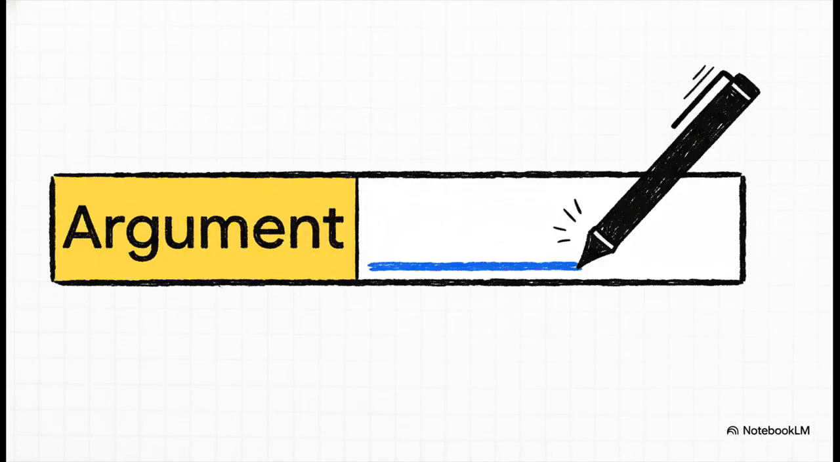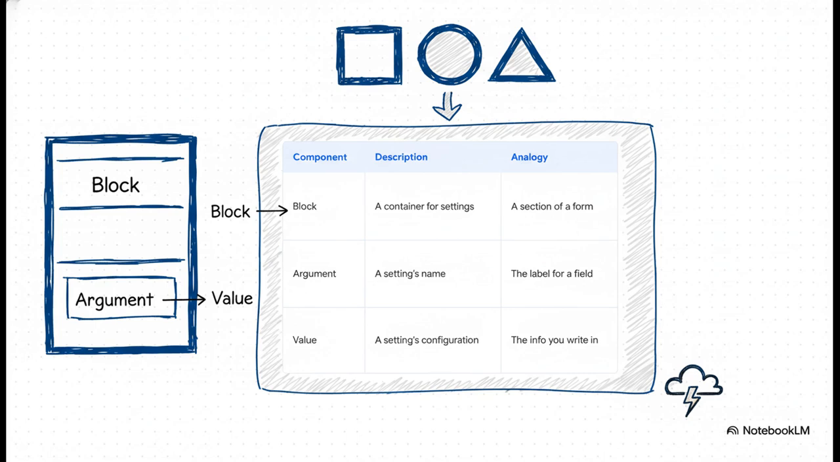And if the argument is the question, then the value is your answer. It's the actual information you write in that blank field. If the argument is size, the value might be small. It's the specific choice you're making for that particular setting. Simple as that. And here's a little summary that puts it all together perfectly.